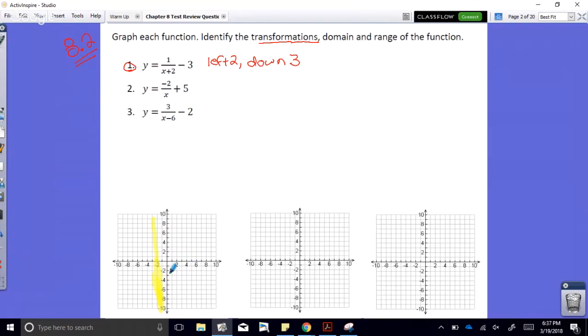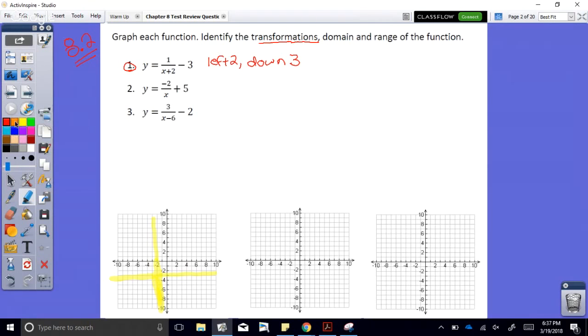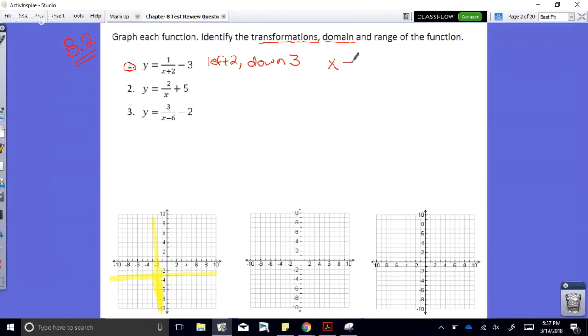And then down 3, so we've got a new horizontal asymptote at +3. Or sorry, at -3. Okay, so that's the first thing that I'm looking for, the two asymptotes. If you get the asymptotes, that kind of helps you with the domain and the range. So the domain is all x values except for, since we went left 2, x cannot be -2. So here's my domain. The range is normally y can't be 0, but since we shifted it down, it's all y values that cannot equal -3. Okay, so we've got domain, we've got range.